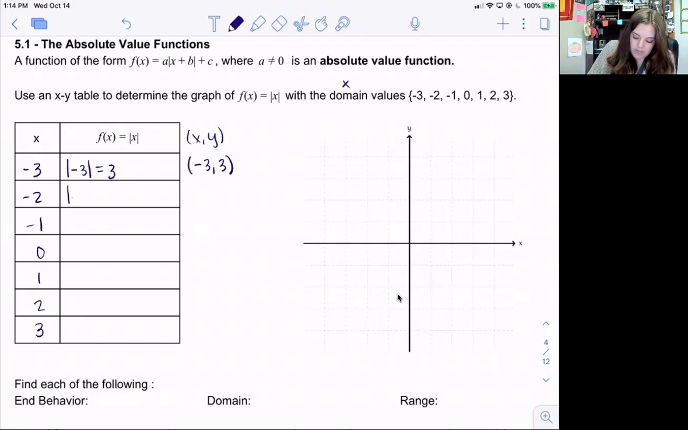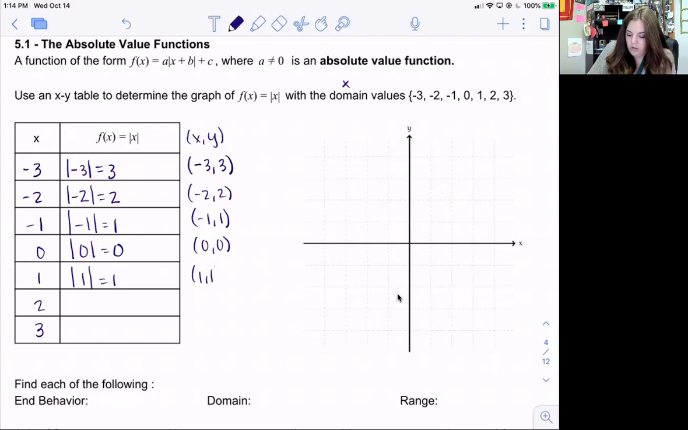The absolute value of -2 is +2, so -2, 2. The absolute value of -1 is 1, so we have the ordered pair -1, 1. The absolute value of 0 is 0, so 0, 0. The absolute value of 1 is 1, so the ordered pair is 1, 1. The absolute value of 2 is 2, so the ordered pair 2, 2. And the absolute value of 3 is 3, so we have the ordered pair 3, 3.